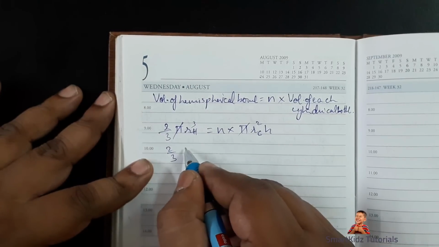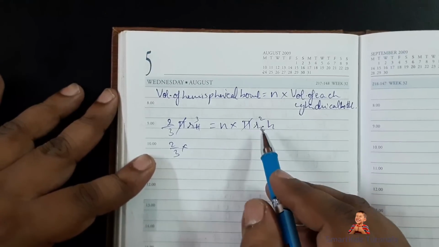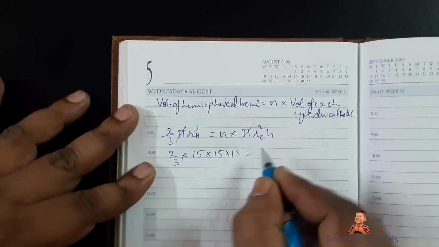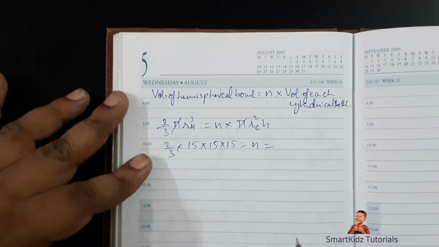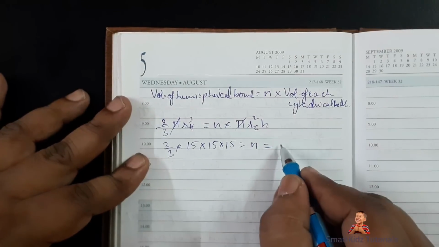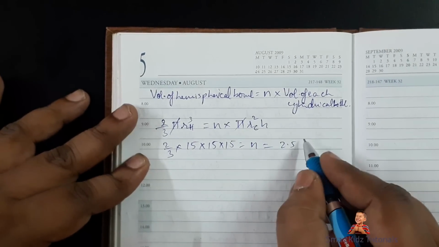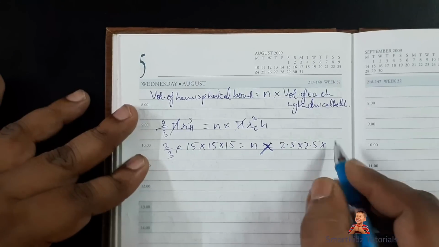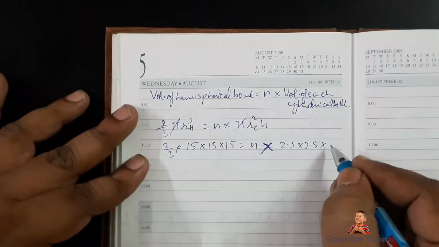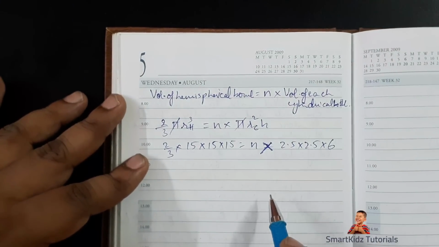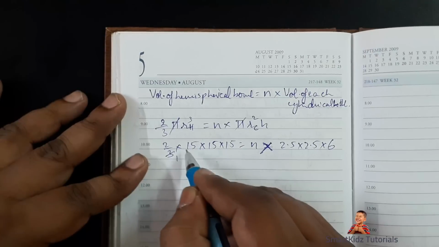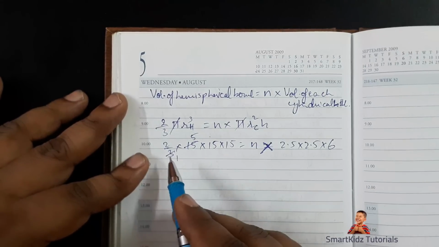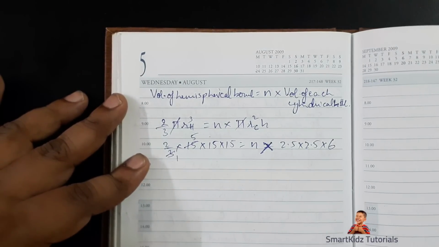So we write 2 upon 3 r cube h. Here r is given as 15, so 15 into 15 into 15 equal to N, which we don't know and have to find out, into r square. That is 2.5, and h, the height, is 6. Now we have to cancel this out. 3 ones are 3, 3 fives are 15. 5 into 2 is 10, and 15 into 15 is 225.